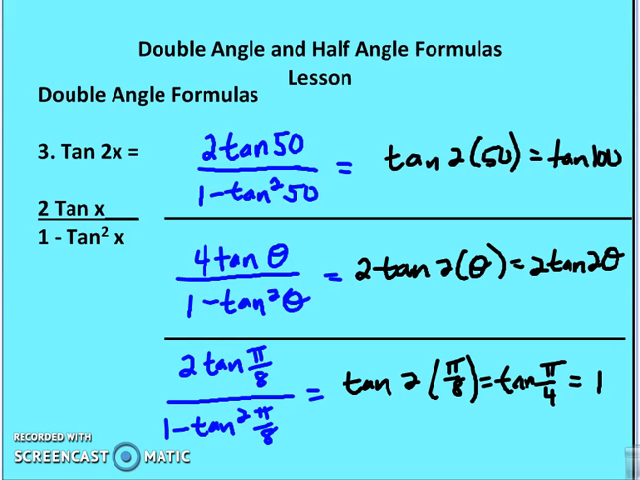All right, second, 2 tangent 2 theta over 1 minus tangent squared 2 theta is equal to tangent 4 theta. Third, tangent 2 times pi over 8 is equal to tangent pi over 4, which you can evaluate as 1.